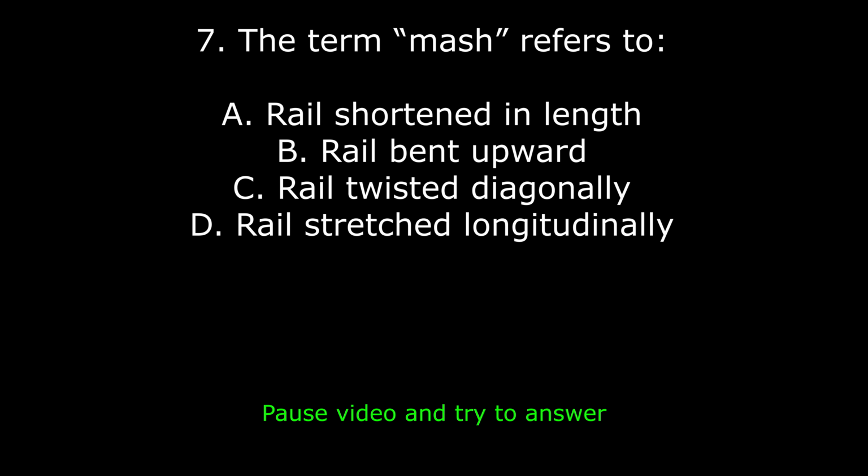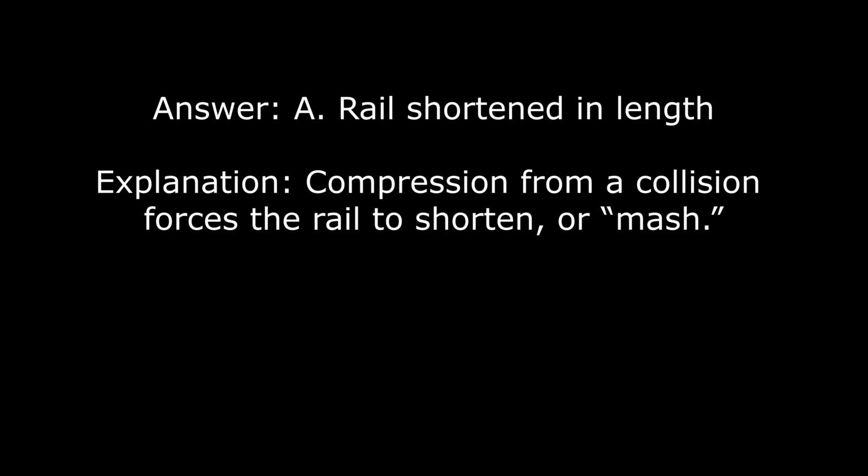7. The term mash refers to A. Rail shortened in length, B. Rail bent upward, C. Rail twisted diagonally, or D. Rail stretched longitudinally. Answer: A. Rail shortened in length. Explanation: compression from a collision forces the rail to shorten or mash.